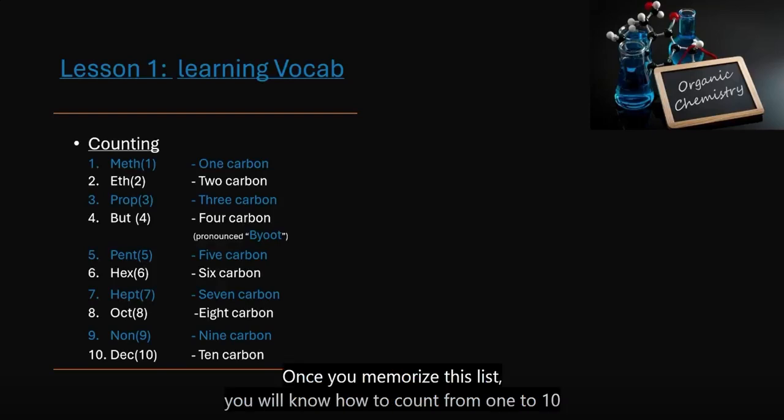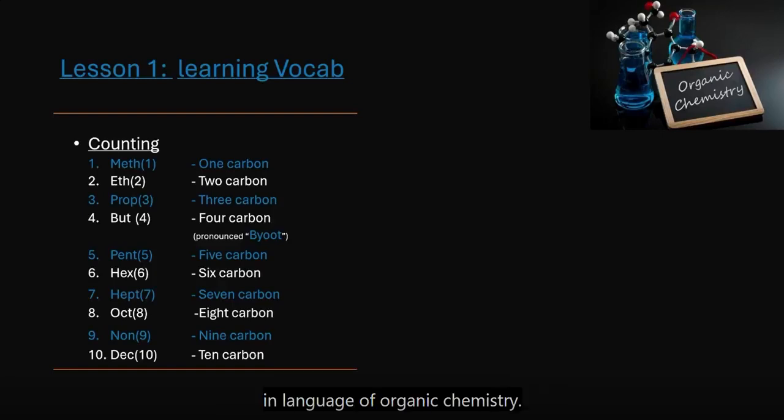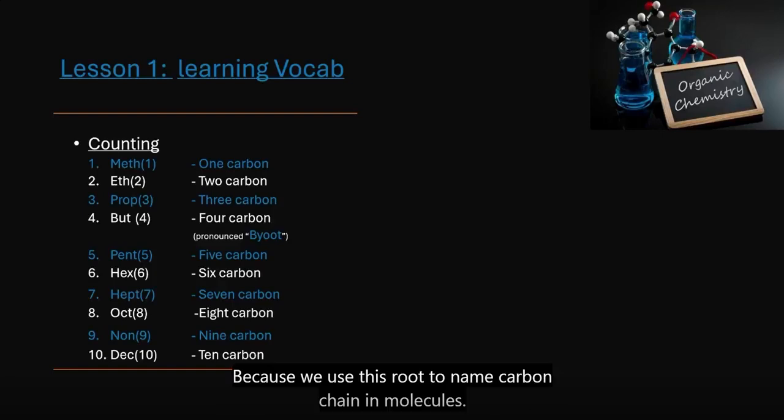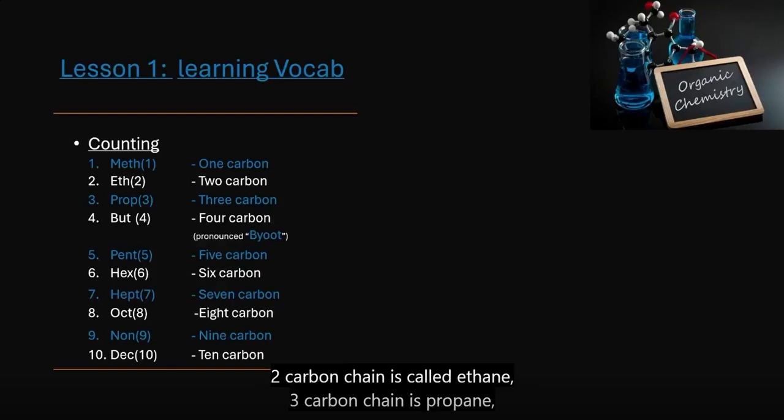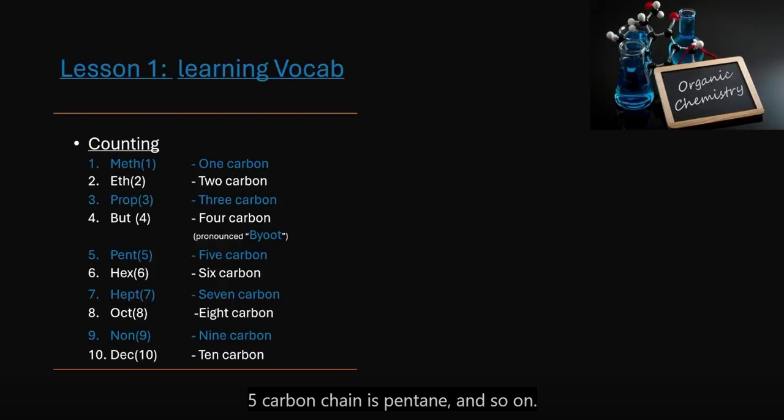So once you memorize this list, you will know how to count from 1 to 10 in the language of organic chemistry. Why is this important? Because we use these roots to name carbon chains in molecules. For example, a 1 carbon chain is called methane, a 2 carbon chain is called ethane, a 3 carbon chain is propane, a 5 carbon chain is pentane, and so on. Take a moment and commit these to memory. They will come up again and again.